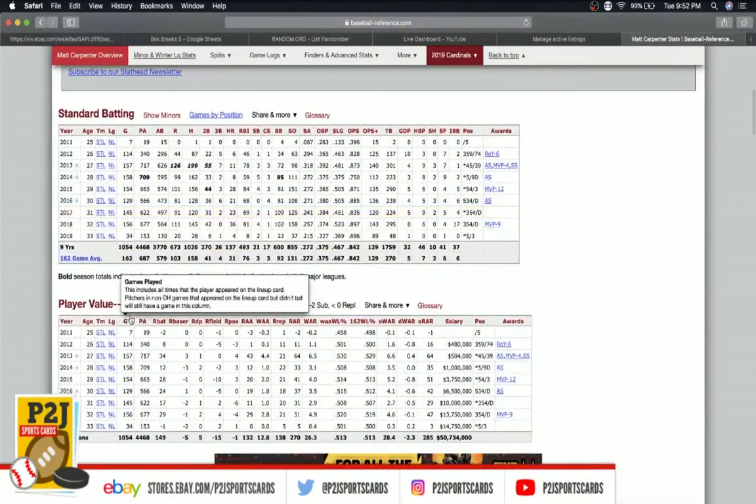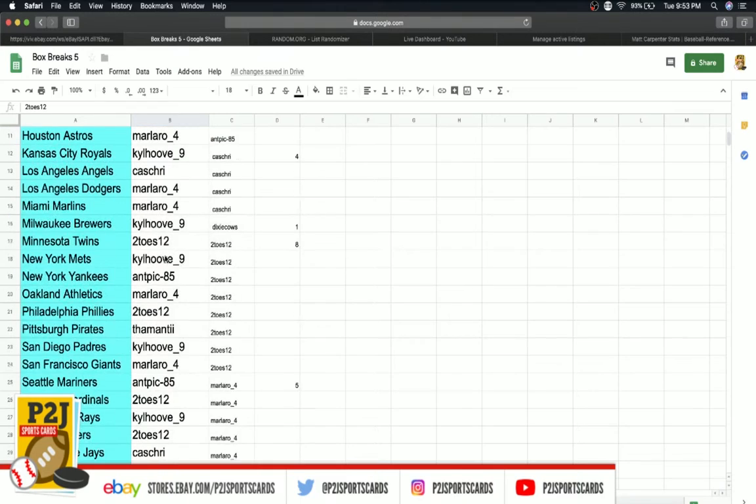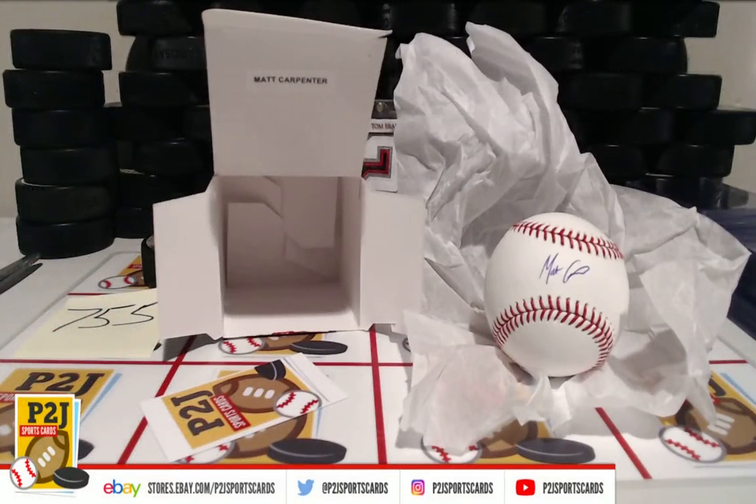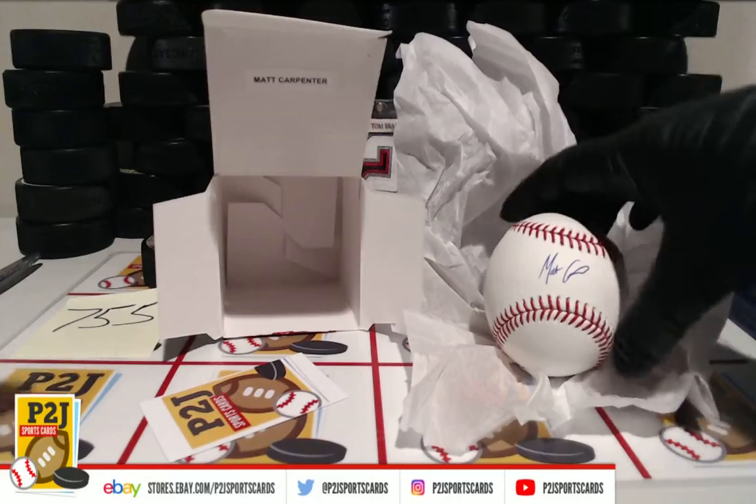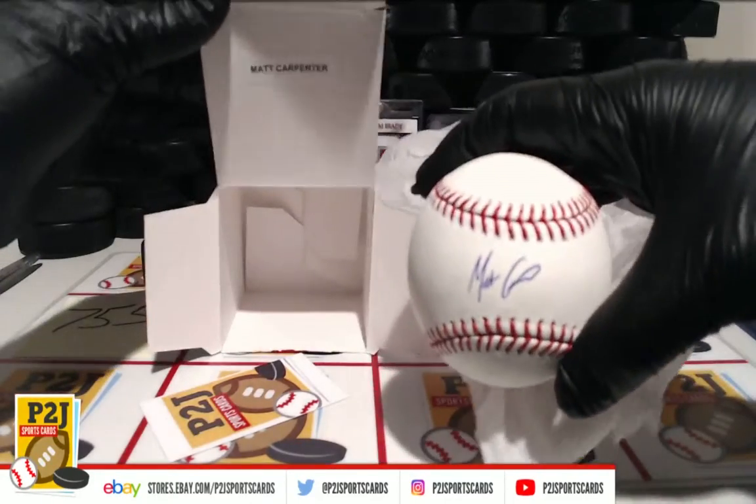So he's currently on the St. Louis Cardinals. He's only ever played for the Cardinals. So the St. Louis Cardinals is going to Two Toes. Congrats, Two Toes, on your Matt Carpenter autograph baseball.